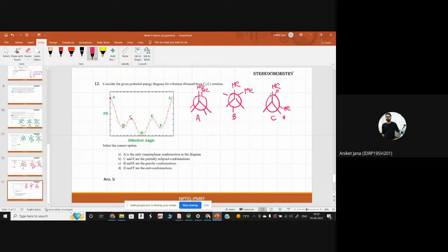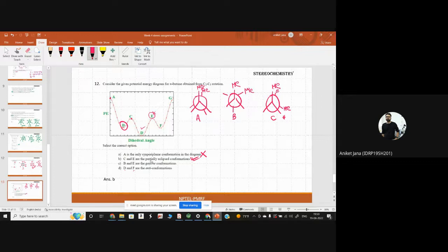So definitely, which is the right option? A is the only synperiplanar conformer in the diagram. Is this true? No, sir. In option C, it says that B and E are the gauche conformation. Is this true? No, B is gauche, but E is not. Then it says that D and F are the anti conformation. Is this true? No, only D is the anti conformation. So the right option is B.